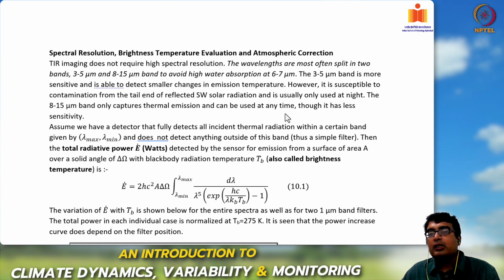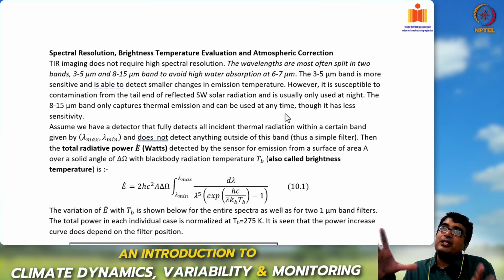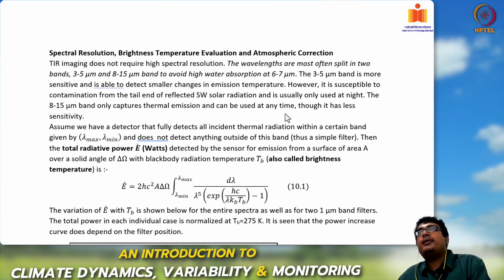The 3 to 5 micrometer band is more sensitive to temperature variations. Usually smaller the wavelength, better is the sensitivity of that band in detecting small changes in temperature of the emitting surface. So the 3 to 5 micrometer band is more sensitive to small changes in temperature of the emitting surface, maybe sea, land or clouds, than the 8 to 15 micrometer band. So that is why the 3 to 5 micrometer band is often favored.